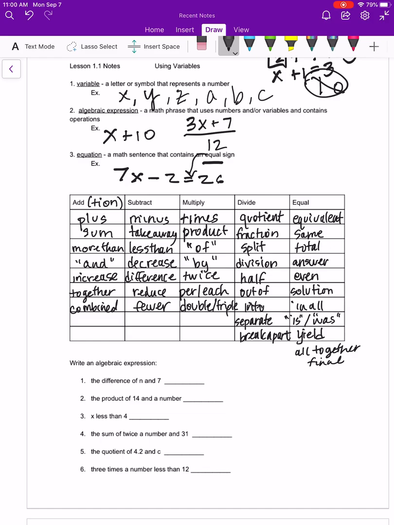So that's lesson 1-1, the beginning part, really concentrating on variables, algebraic expressions, equations, but then the words of addition, subtraction, multiplication, division, and equals. Save these notes. We're going to add to them tomorrow.